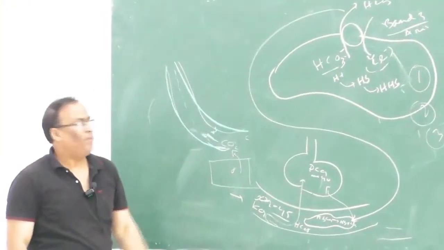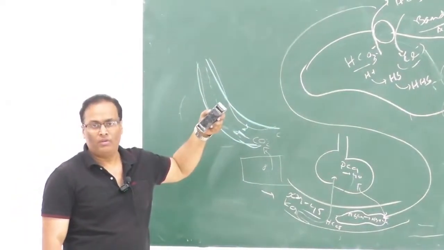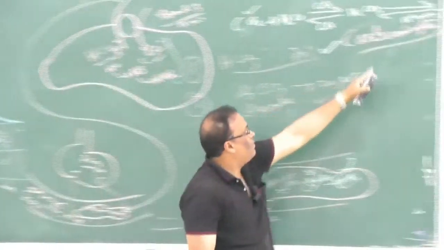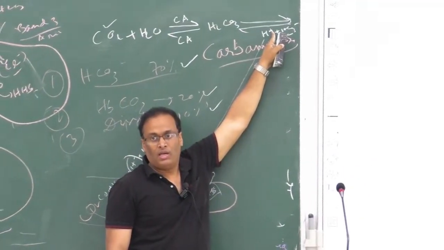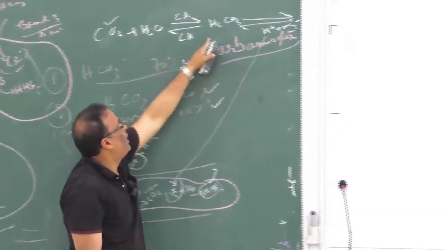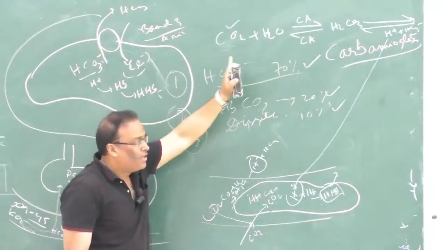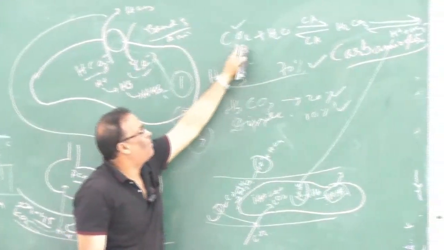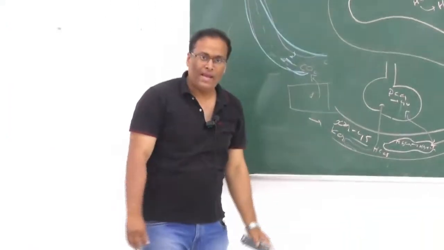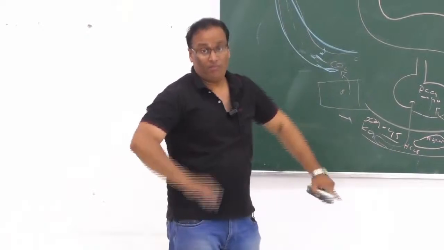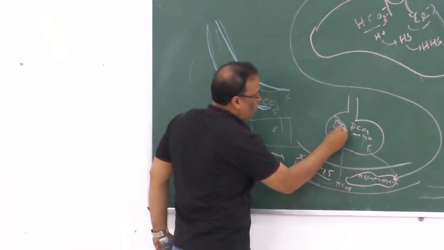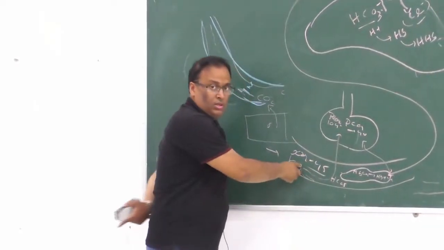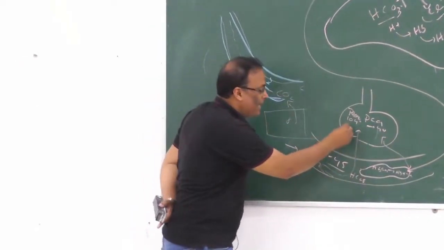Right, after entering, what will it do? The reverse reaction will go on. Reverse reaction means the bicarbonate that has entered will take up H+, and then into H2CO3, and by diffusion it can be dissociated into carbon dioxide and water. Do you understand what is happening here? In the meantime, what is the oxygen pressure? 104 here, and here? 40.